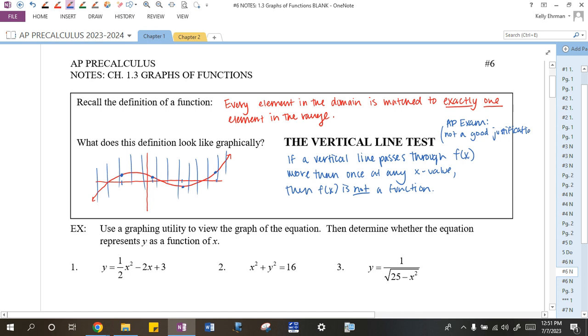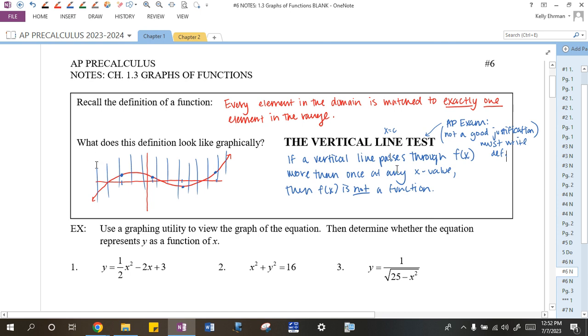Instead, they want you to say the vertical line test is just a visual representation of the definition of a function. Because if a vertical line passes through a function in more than one place, it means that the x value that the vertical line represents, a vertical line is like x equals c, right, has more than one output assigned to it. So you can't use the vertical line test to say why something is a function. You must write out the definition of a function, so what I put in red at the top of the page.